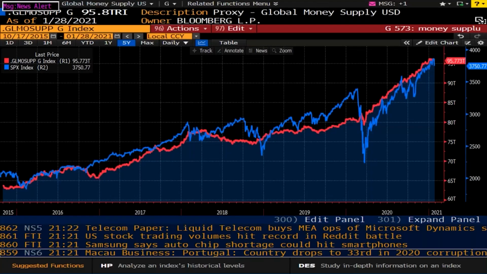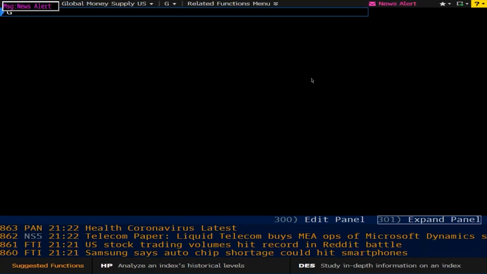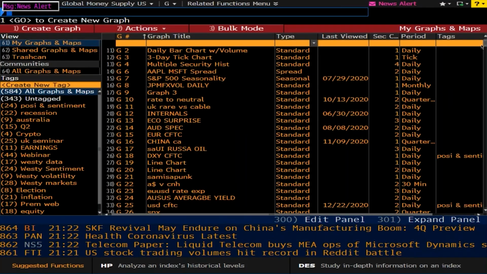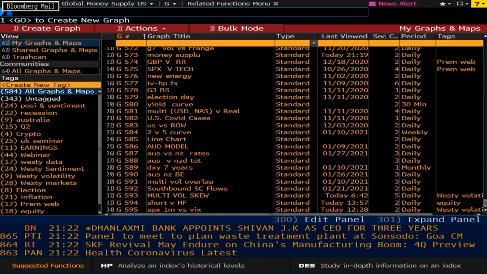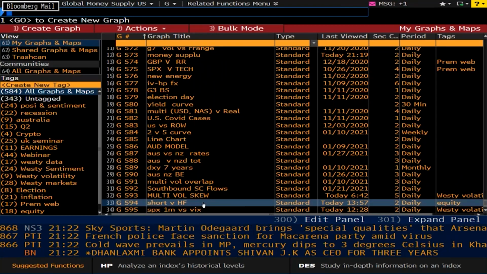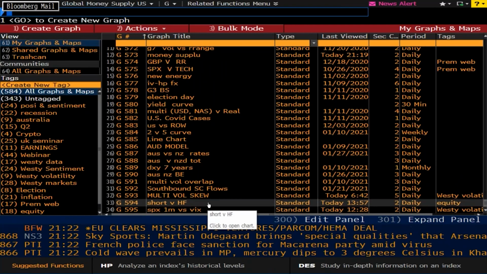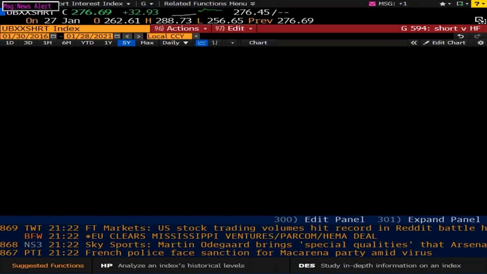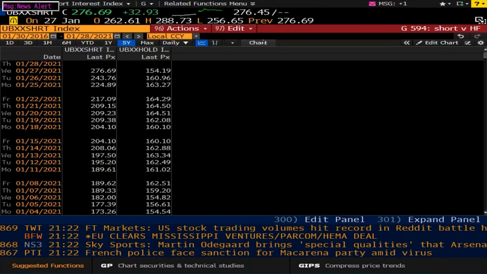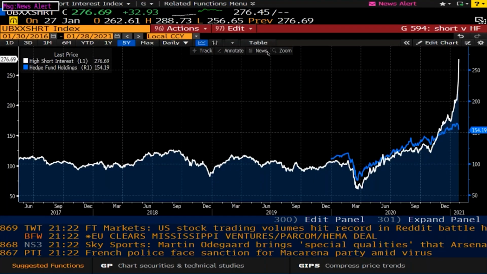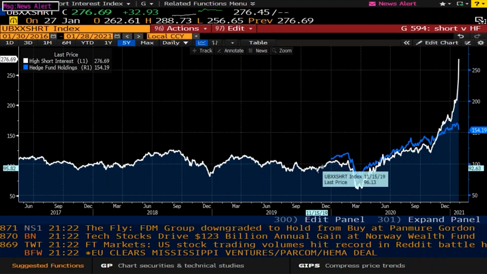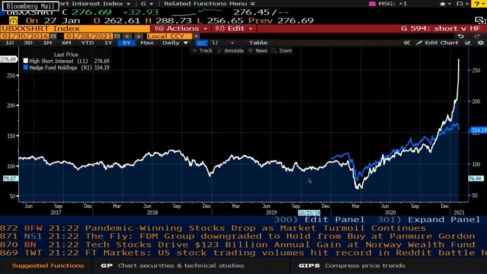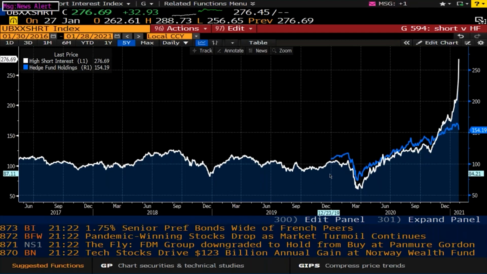If I go to this chart, which I think shows really clear insight as to what's been happening, you can see this white line here is the UBS most shorted index. These are the stocks which have the highest level of short interest in the market, and you can see really since December just accelerating higher.